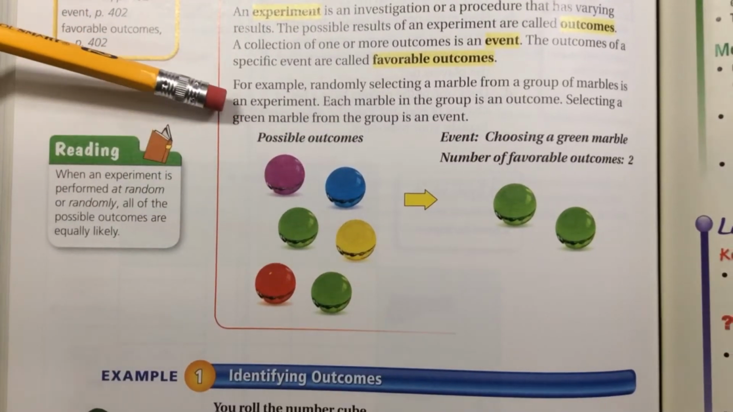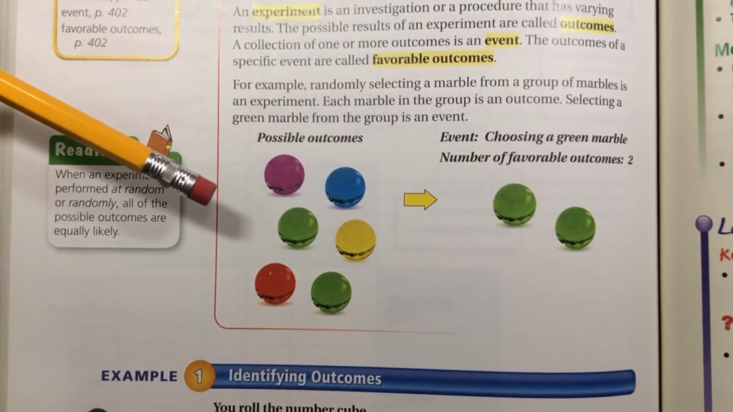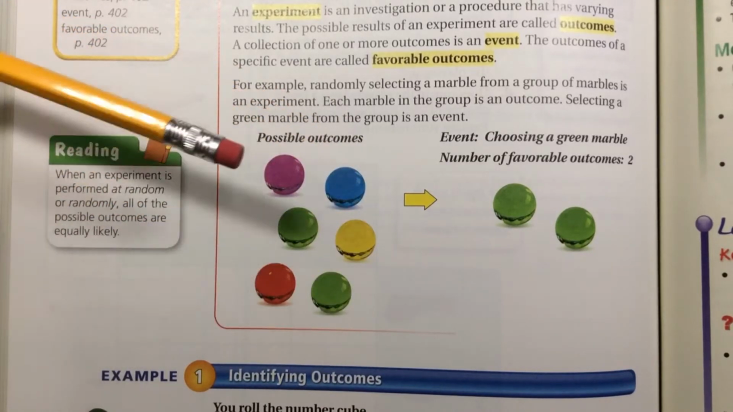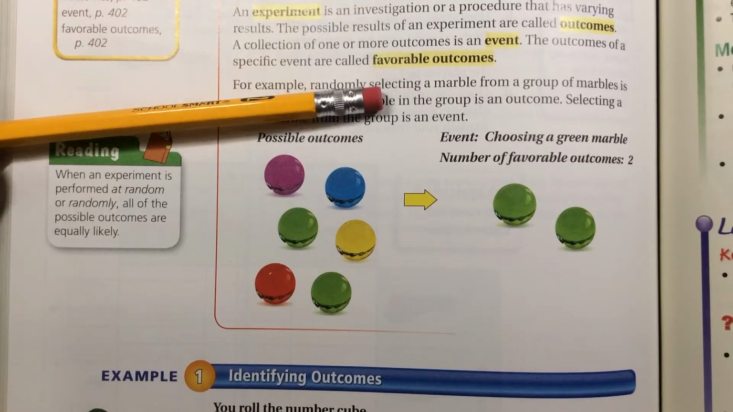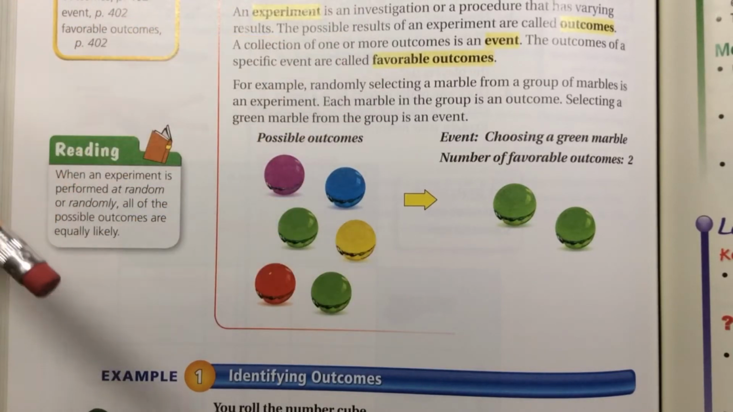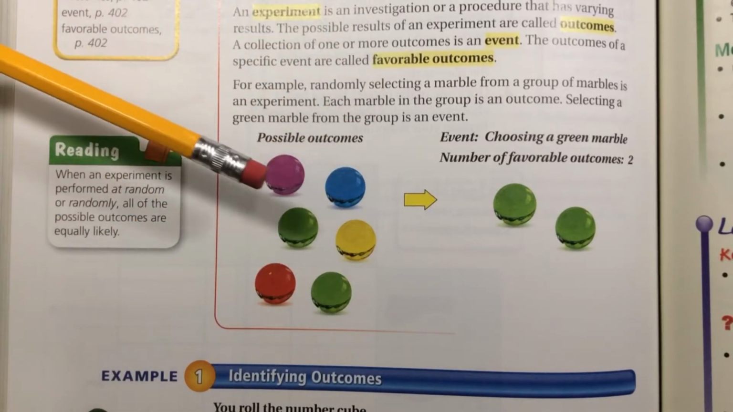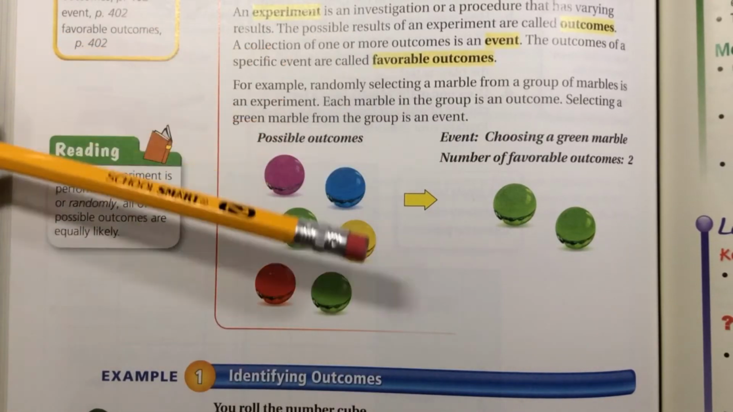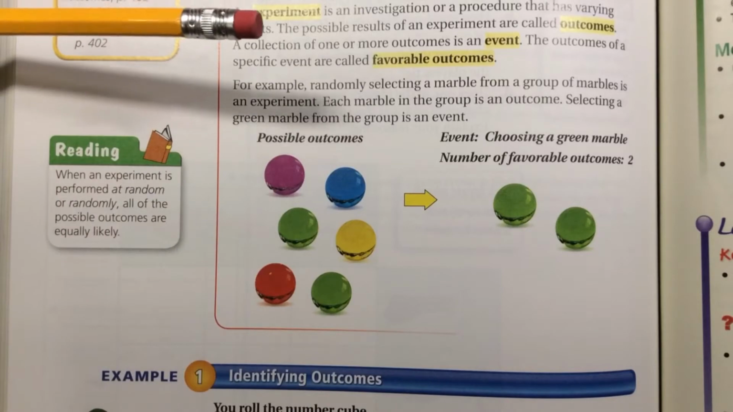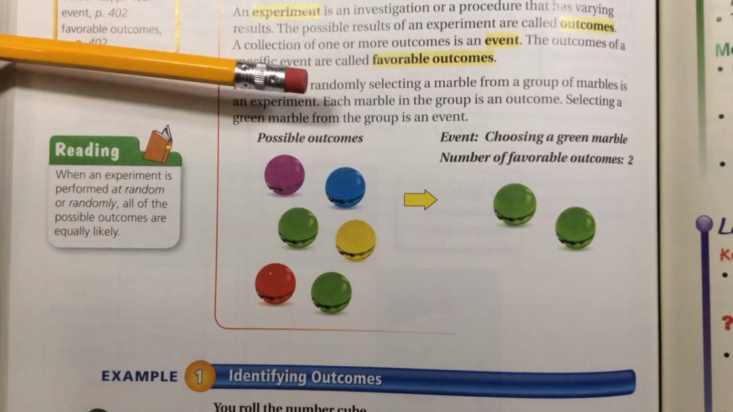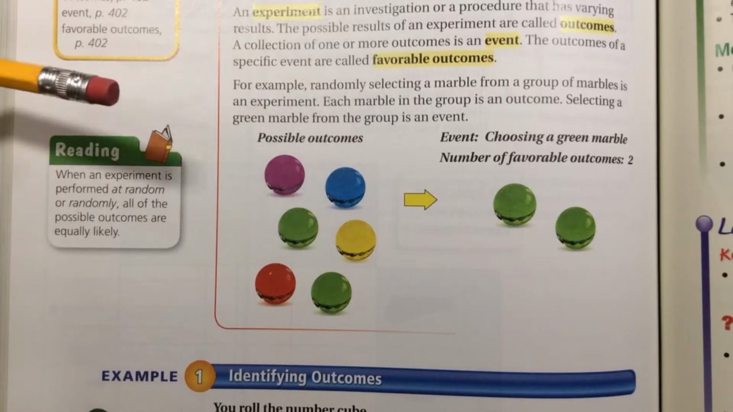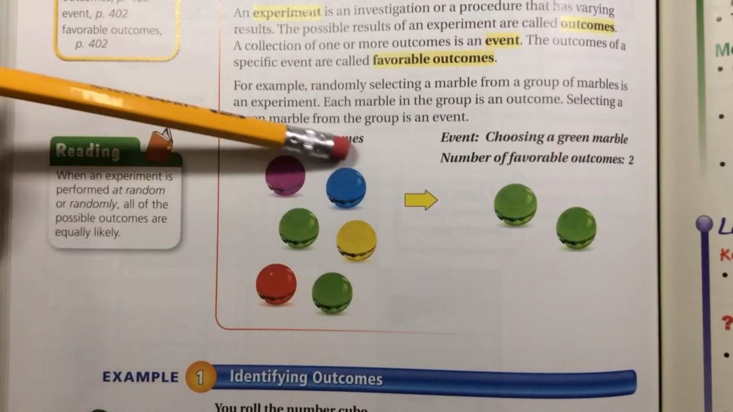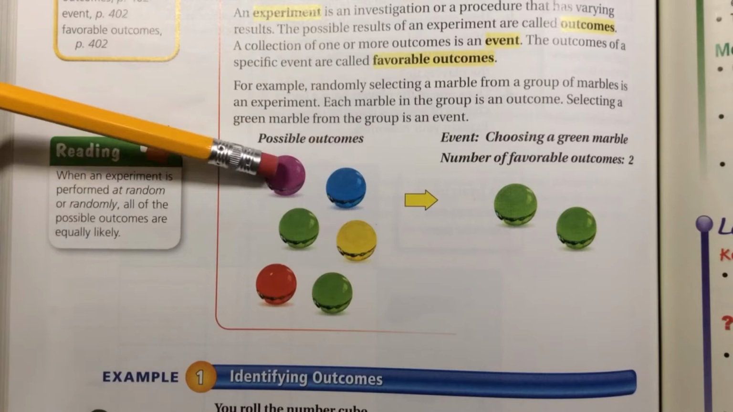For example, randomly selecting a marble from a group of marbles, and here's our group of marbles, is an experiment. Now, we'd have to make it random. If we just put these out on a desk or something, somebody might say, wow, I really like purple, and they would be more likely to pick this purple. But let's pretend they were blindfolded, so they didn't know which marble they were picking. Each marble in the group is an outcome. So how many outcomes are there? Well, you could pick this one, that one, this one, that one, this one, or that one. There are 6 possible outcomes.